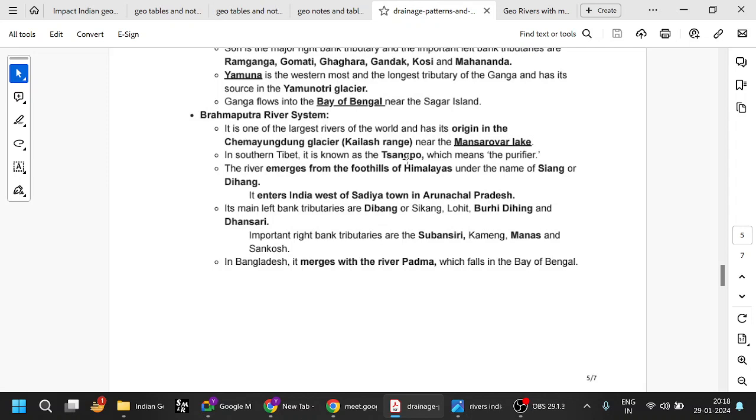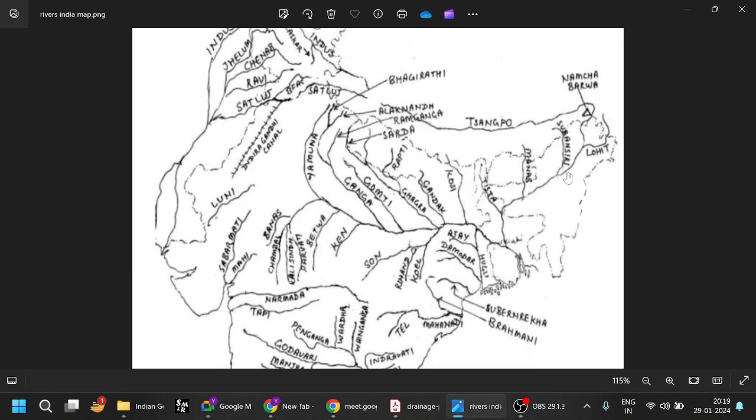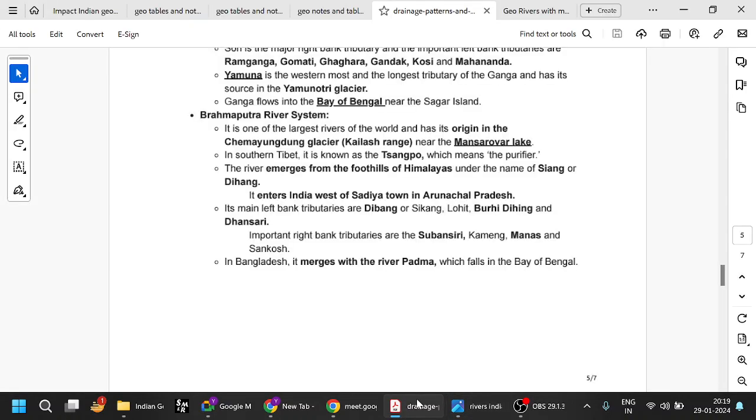In Tibet, it is known as Sangpo, which is important. Remember, it is known as Sangpo, and the river emerges from the foothills of the Himalaya under the name of Siang or Dihang. So basically, those names you will find here: Siang, Dihang, Devang, Biosphere Reserve, etc. All those you will find in this particular region. Okay, it enters India west of Sadia town in Arunachal Pradesh. Okay, keep that in mind.